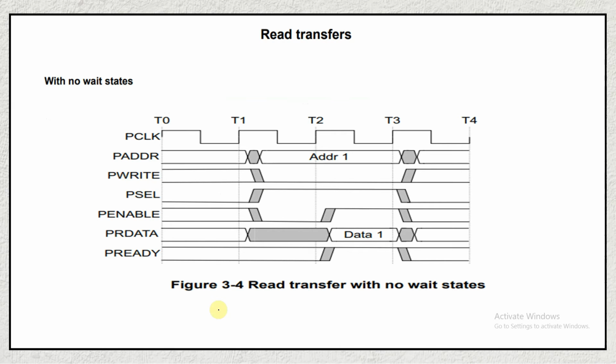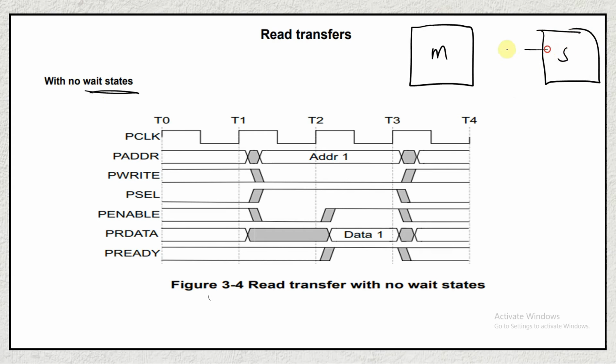Next, let us try to understand read transfer, and this is a picture taken from the APB protocol specification, which is available online. You can refer to that if you want. In this particular example, we are going to understand read transfer with no wait state. That means the data transfer is from slave to master. This is the direction we need to have.